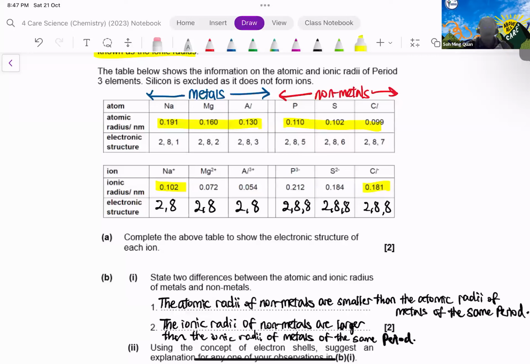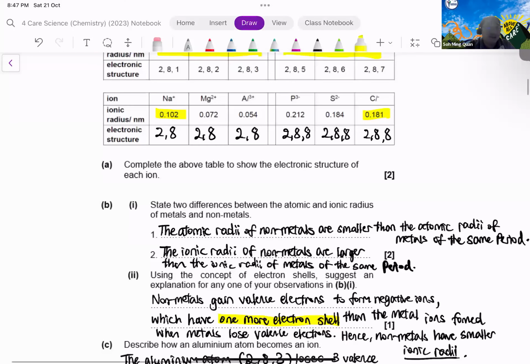So the idea is this. Non-metals gain valence electrons to form negative ions, which will have one more electron shell than the metal ions formed when metals lose valence electrons. Therefore, the non-metals have larger ionic radii. All right, so your answer should resemble my answer in the sense that you should make reference to the fact that non-metals form negative ions, and these negative ions have one more electron shell than the metal ions. Okay, so that's B part 2.